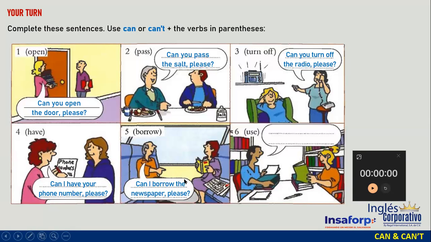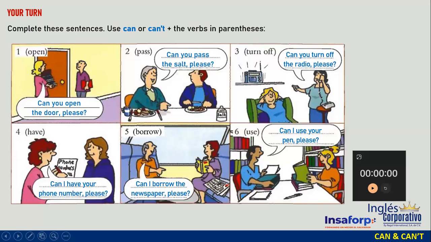Okay. Can I borrow the newspaper, please? ¿Verdad? ¿Puedo tomar prestado el periódico, por favor? Can I borrow es eso. ¿Puedo tomar prestado? Can I borrow the newspaper, please? Right? Y la última, use. Can I use your pen? Can I use your pen, right? Can I use your pen, please?